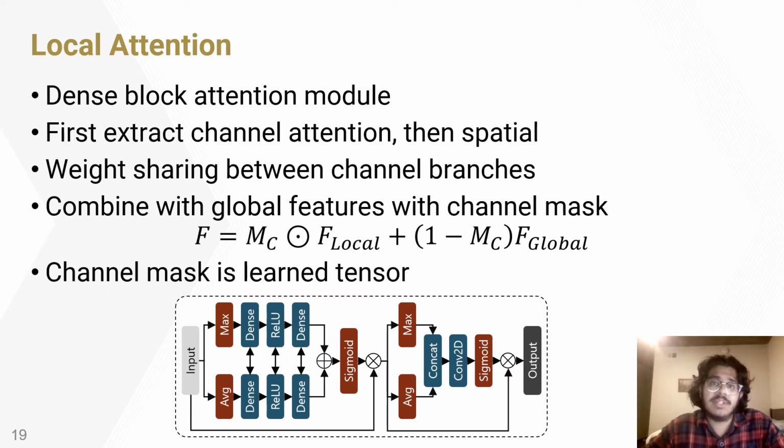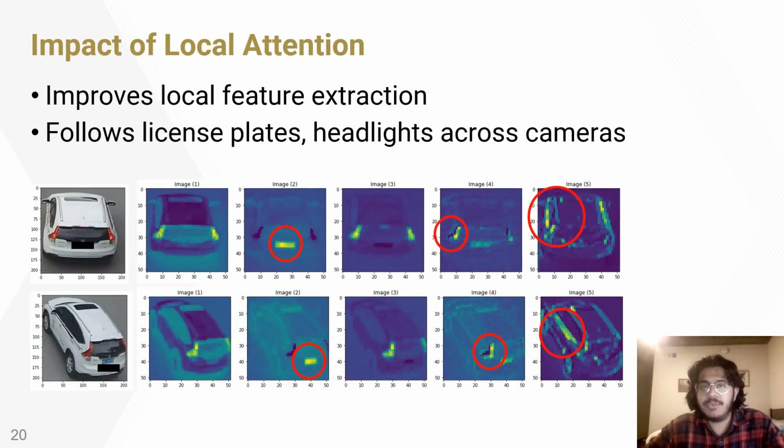Simultaneously, we use local attention to extract local features. This is accomplished with a dense block attention module. First, we extract channel attention and then spatial attention. We combine this with global features with a learned channel mask. Local attention improves local feature extraction. For example, we show that it can extract license plates and headlights across cameras for the same vehicle.